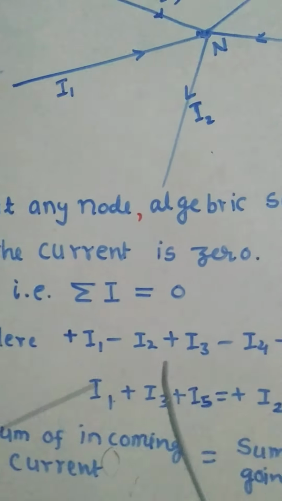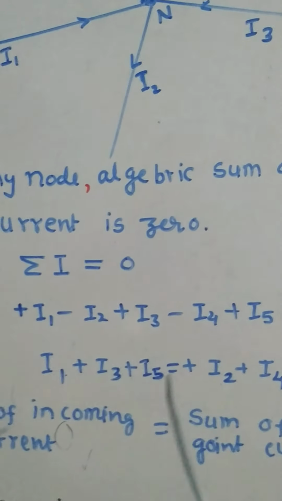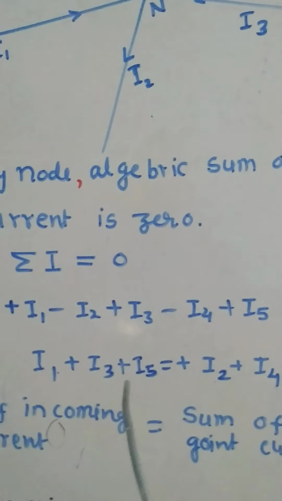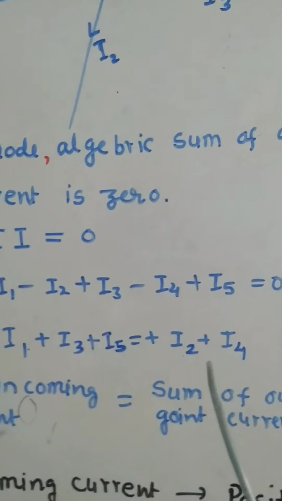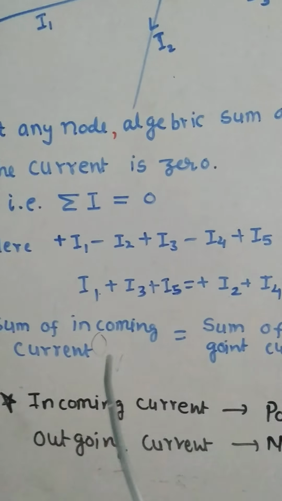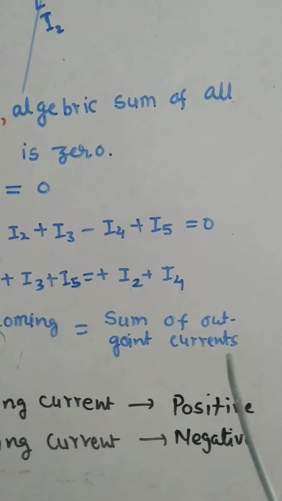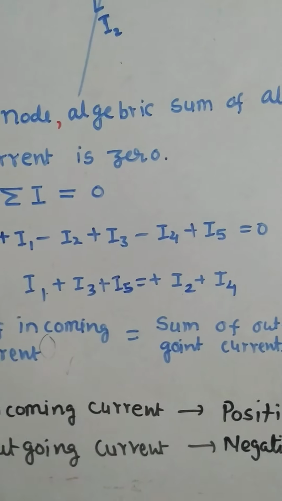So I1 minus I2 plus I3 minus I4 plus I5 equals 0, or I1 plus I3 plus I5 equals I2 plus I4. That is, the sum of incoming currents is equal to the sum of outgoing currents. It is another form of KCL.